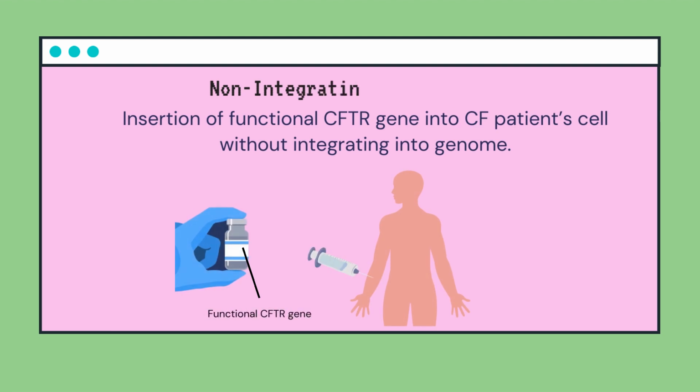The second type of gene therapy is non-integrating gene therapy. For non-integrating gene therapy, the new CFTR gene inserted into the cell of the patient will not be integrated into their genome. The cell may still employ the new copy of the CFTR gene to create normal CFTR proteins, even though the gene itself does not become part of the genome. The treatment allows for addition of the new CFTR gene without affecting the genome.